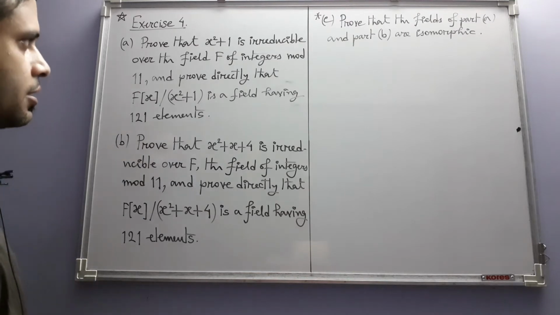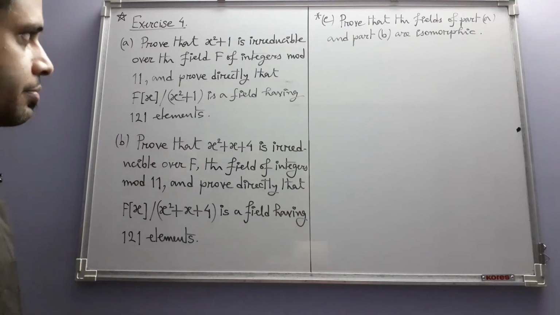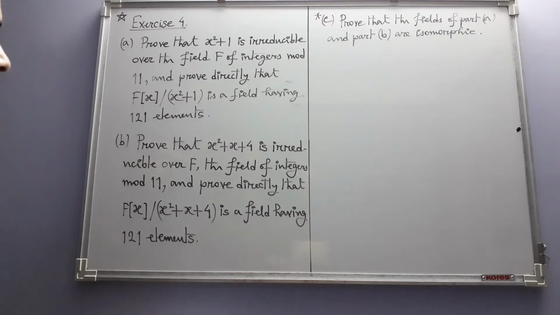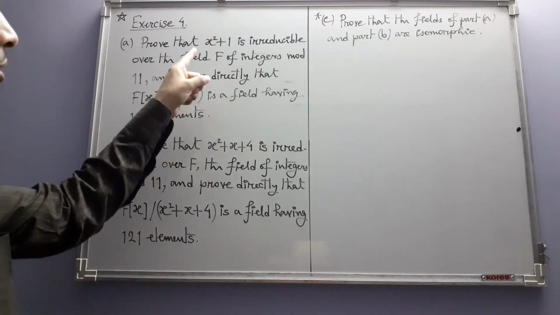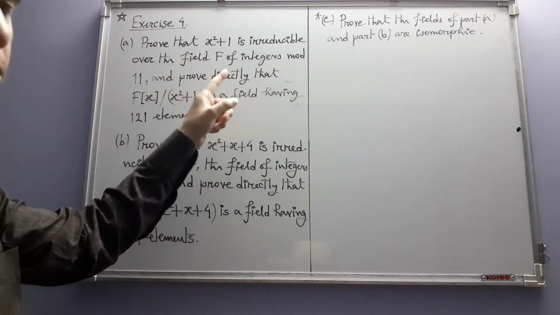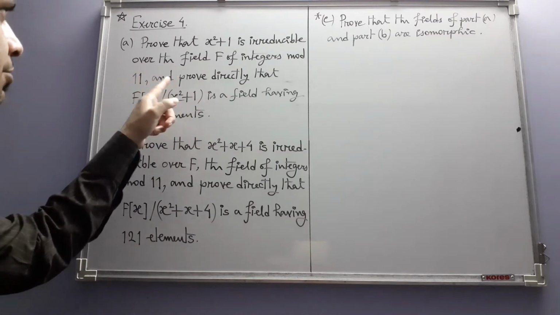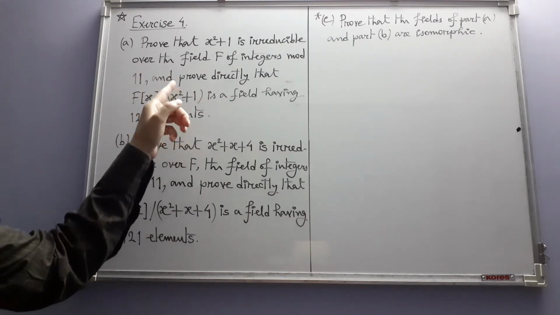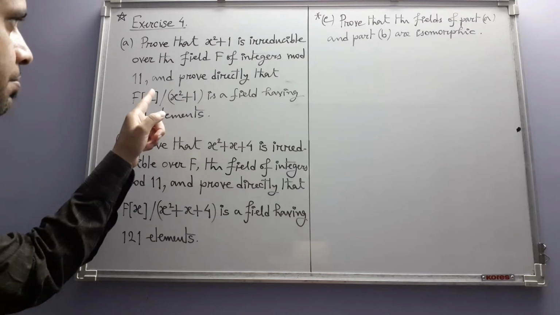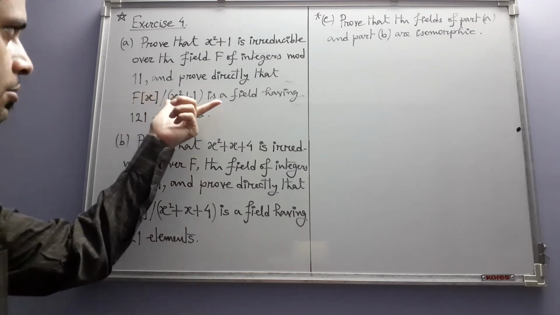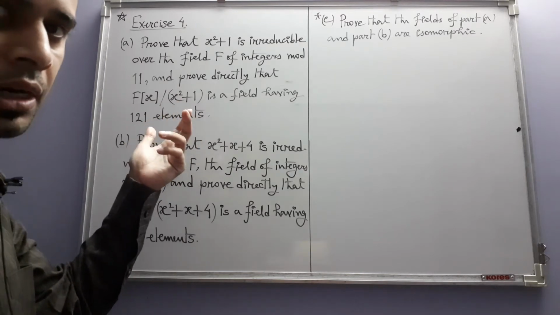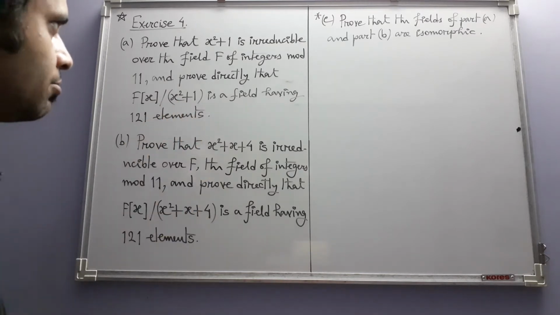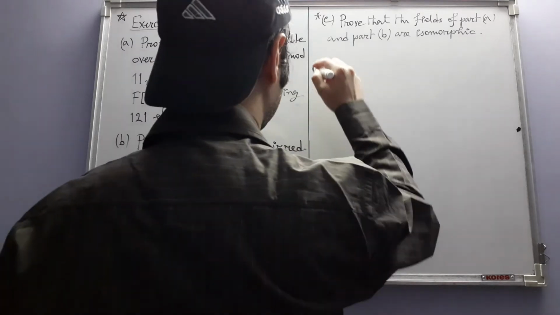Okay, so now exercise 4. It has 3 parts. We have already seen this exercise. In the first one, we have to show that x square plus 1, this polynomial, is irreducible over the field of integers modulo 11. And we have to prove directly that this quotient ring is a field and it has 121 elements. So let us go with the irreducible part first.